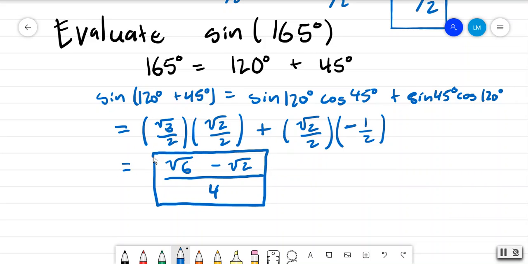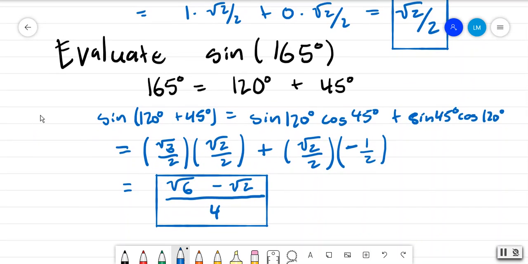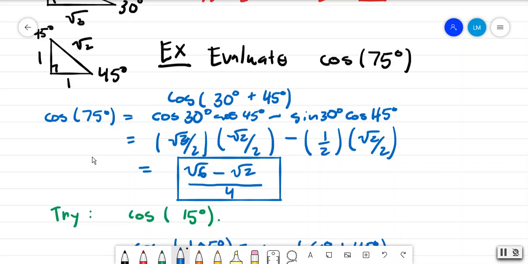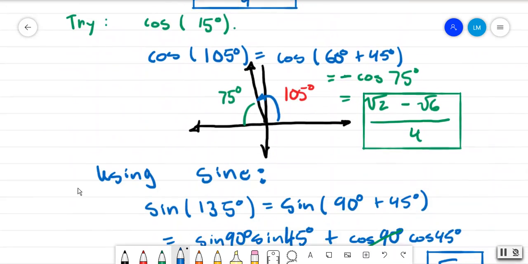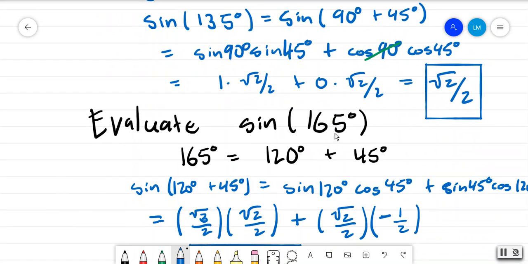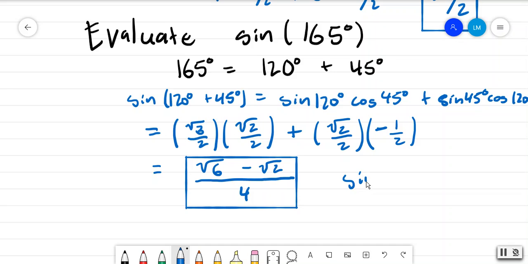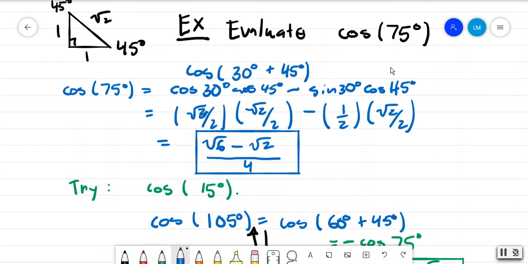Now, you might be wondering, isn't that just the same thing as one of the answer choices that we found earlier? So sine of 165, the reference angle would be 15 degrees. That means sine of 165 is equal to sine of 15 degrees. But sine of 15 degrees is the same thing as cosine of 75 degrees because they're cofunctions of each other. Go back over here and we already have it: root 6 minus root 2 over 4.